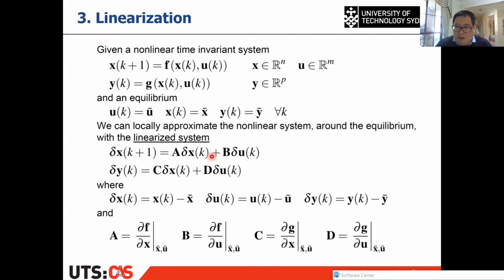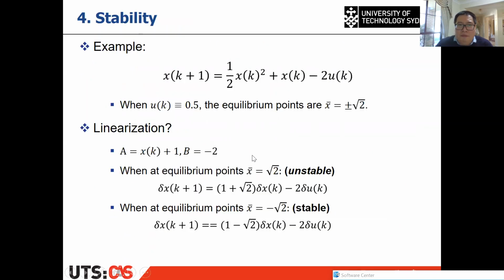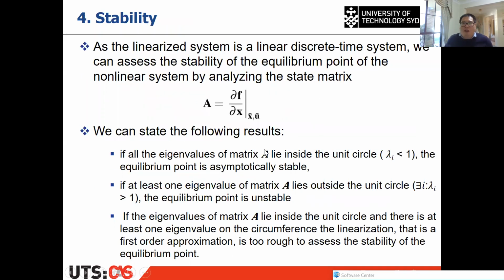The state will converge to 0. That is stable, right? But in this system, the state is delta x instead of x. Then delta x converging to 0 means your state will converge to the equilibrium point. So in the stability of the nonlinear system at an equilibrium point, stable means the nonlinear system will converge to the equilibrium point. That is the stability.